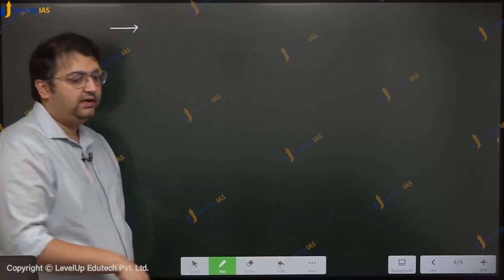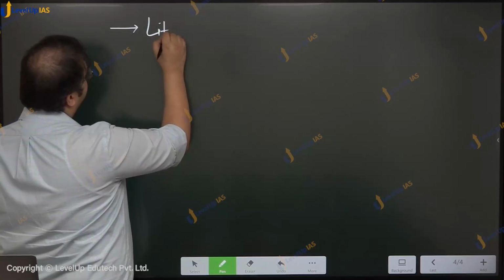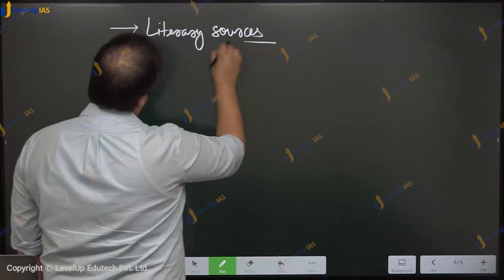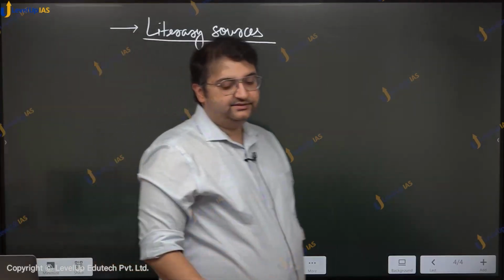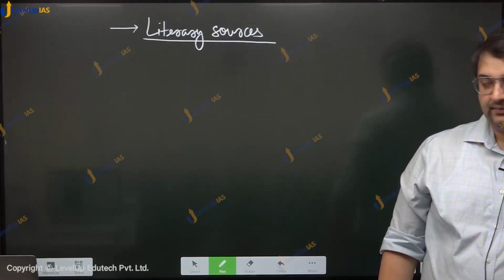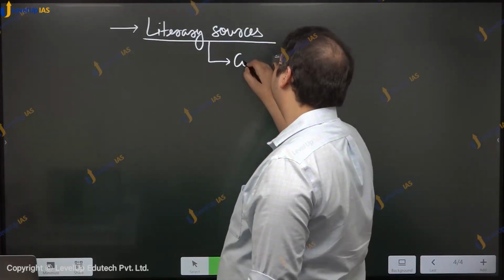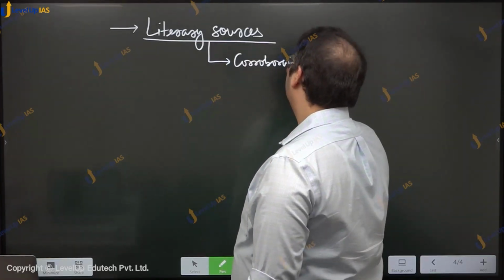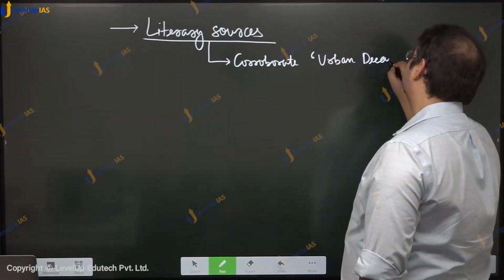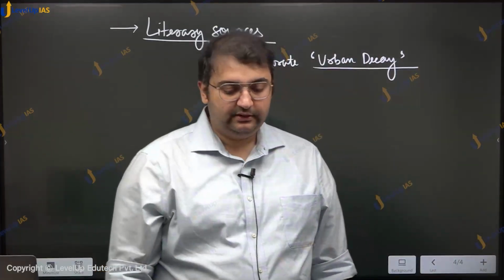The literary sources also provide glimpses, or also corroborate, the idea of urban decay. Write the sub points.